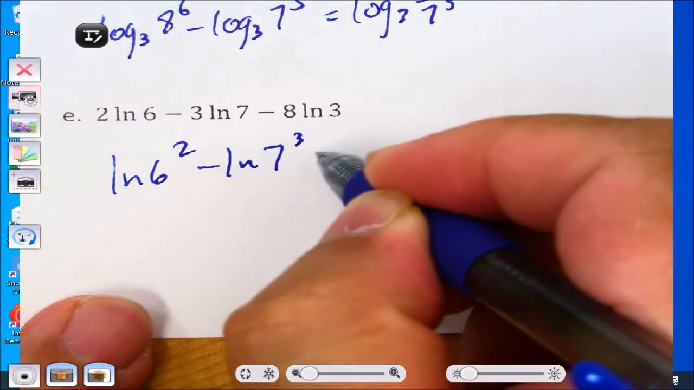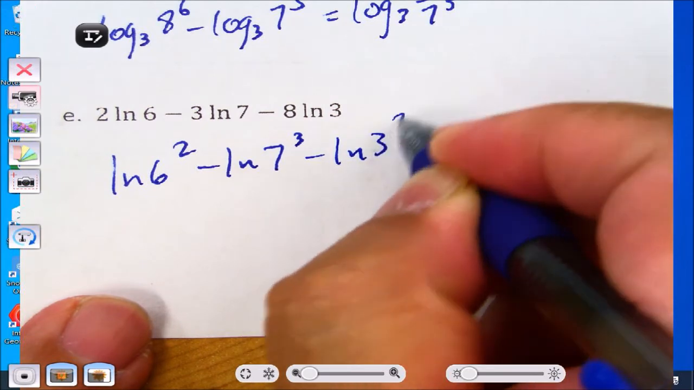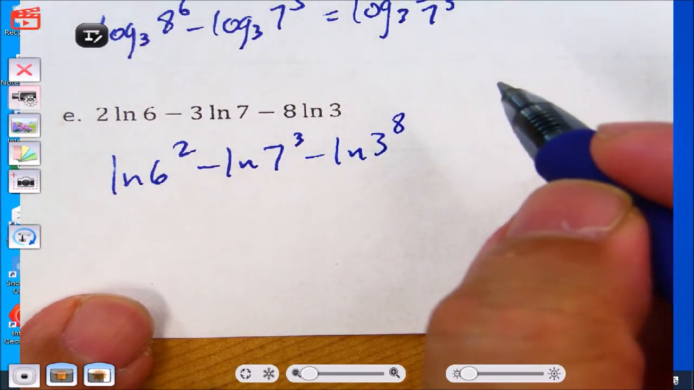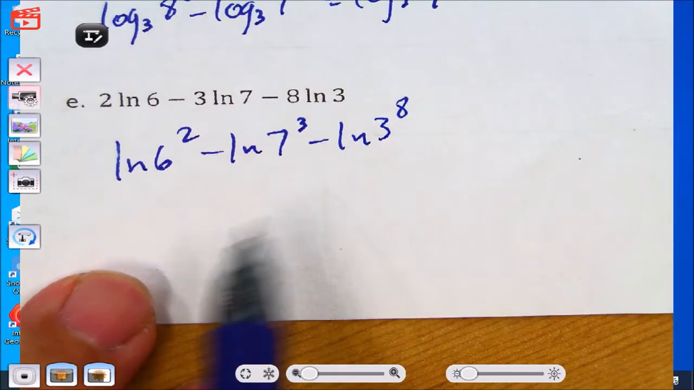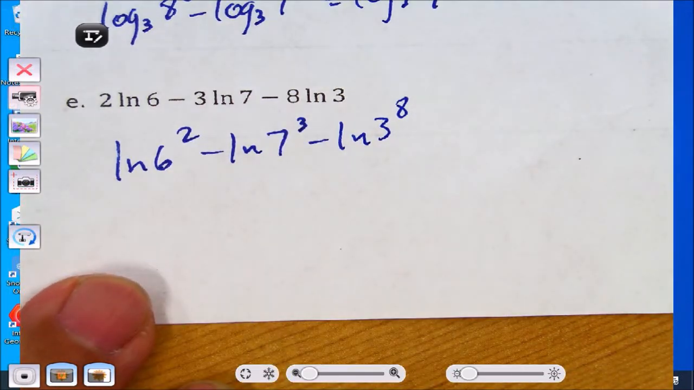Wait, do you only bring the number that's in front of it? Right. There's still minuses. I haven't changed it yet.